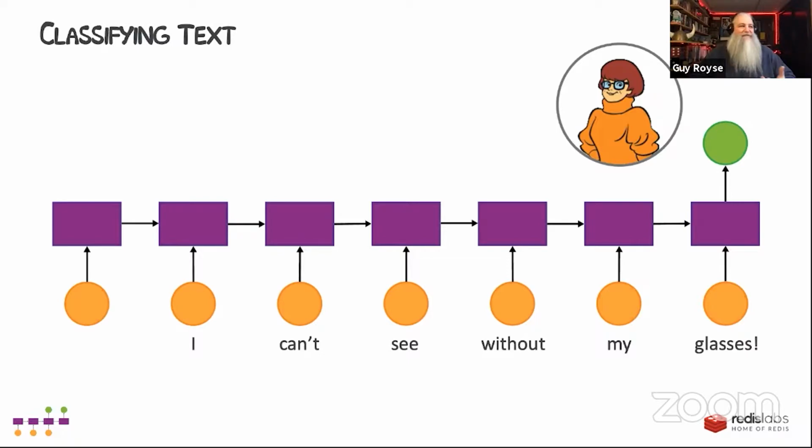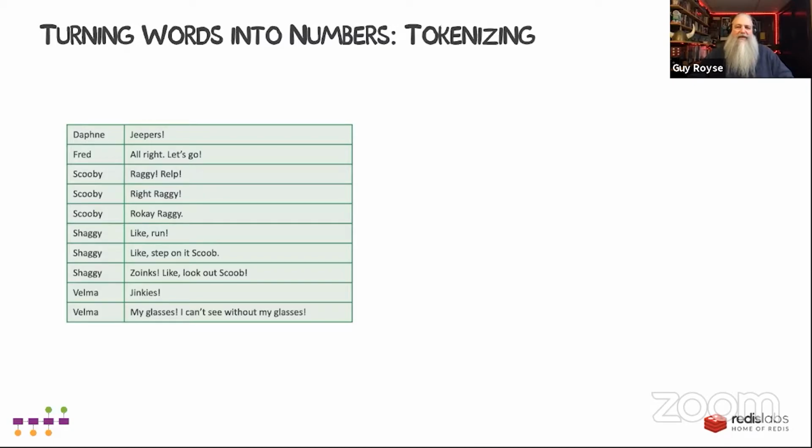Except neural networks don't operate on text. They operate on numbers, right? I mean, it takes floating point numbers, runs them through a function, draws the line, runs it through the activation function. This is still happening here. And so we need some way to turn our words into numbers so that we can actually do things with them. And that process is called tokenizing.